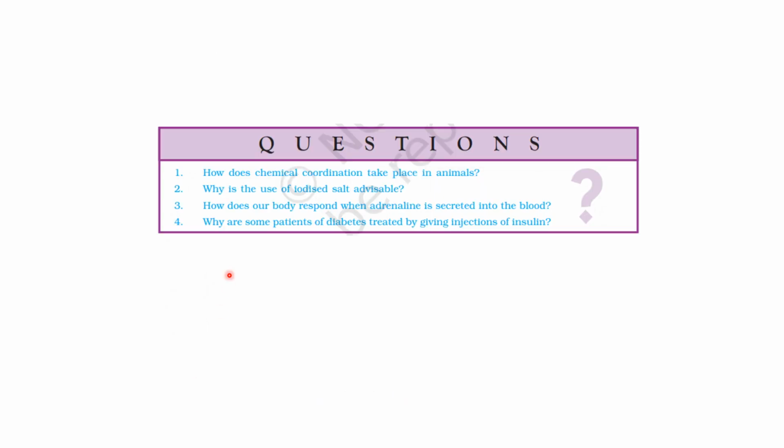So another questions that we have. First question is, how does chemical coordination take place in animals? So in animals, see chemical coordination will take place by the help of hormones. ठीक है, hormones क्या होते हैं? They are chemical messengers which are secreted by endocrine glands.